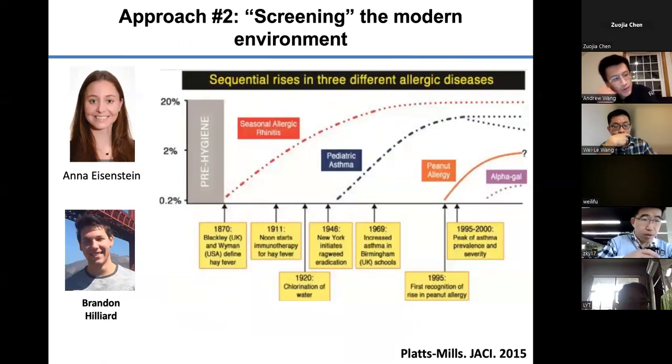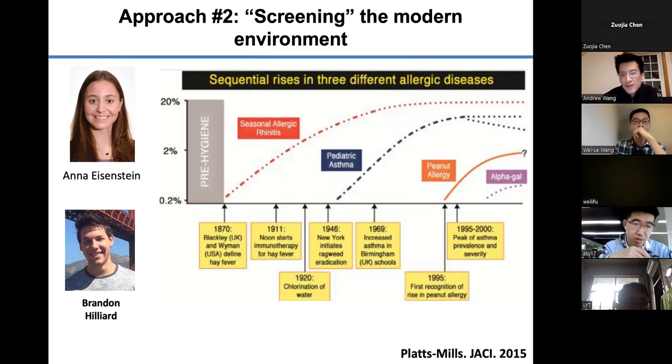The second approach was thinking about what in the environment could have changed. The reason we looked at this is because of this graph here from Platts-Mills, describing an exponential increase in certain types of diseases as a function of time. This increase in disease prevalence for allergic diseases turns out to also be true for autoimmune diseases. And so we think of these as diseases of modern industrial environments.